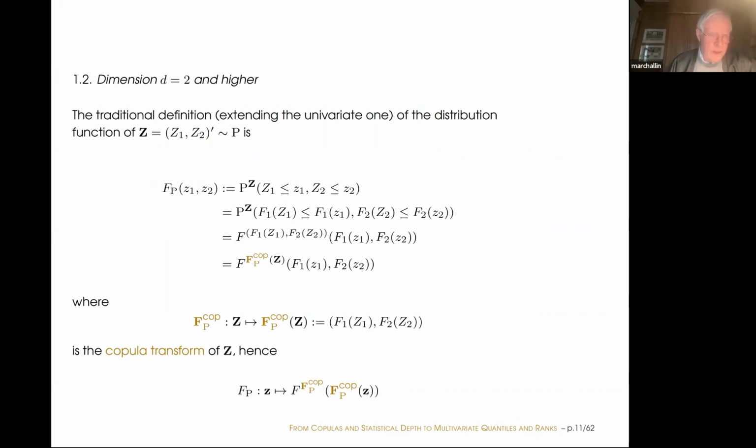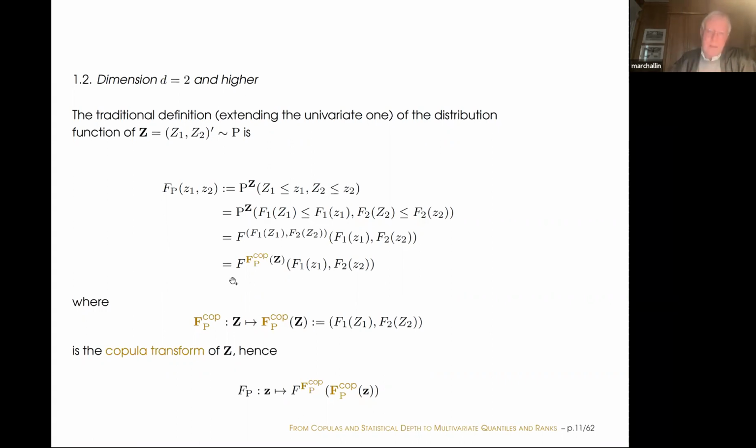Now let us go to dimension 2 and higher. And of course, we have a traditional definition of a distribution function, which extends the univariate definition. And this definition we all had in our elementary probability classes. If we have a bivariate Z, Z1, Z2, with distribution P, absolutely continuous, etc., then the classical definition of this bivariate distribution function computed at z1, z2 is actually the probability that the marginal variable Z1 is less than z1, and the marginal variable Z2 is less than z2.